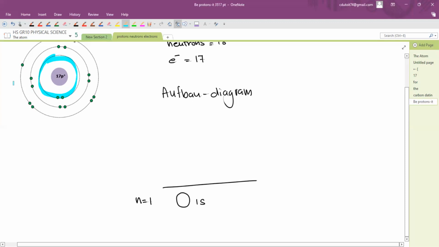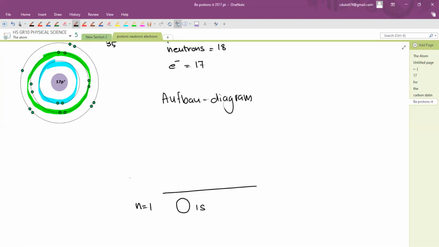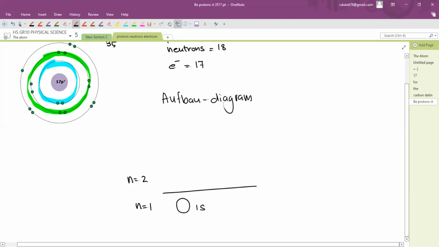Then the next energy field, I'm making it green, is called n equals 2. So that's the second energy field. And that consists of an orbital, an orbital is just an area, called 2s. And 3 other areas called p orbitals, 2p.